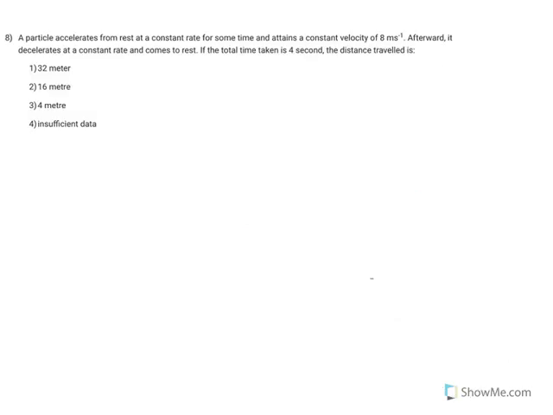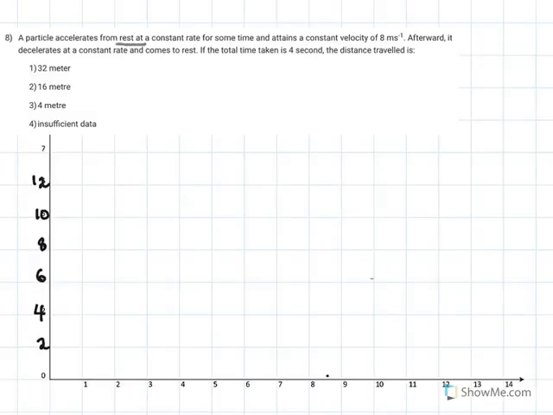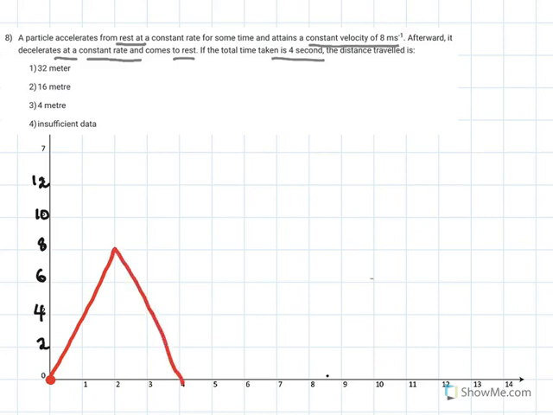A particle accelerates from rest. So the body is first at rest, and then it attains a constant velocity of 8 meters per second. Afterwards, it decelerates at a constant rate and comes to rest, and the total time is 4 seconds. Find the distance traveled. So if I were to draw this graph, it moves up here, it accelerates, and then it slowly comes to rest. So this is the graph.